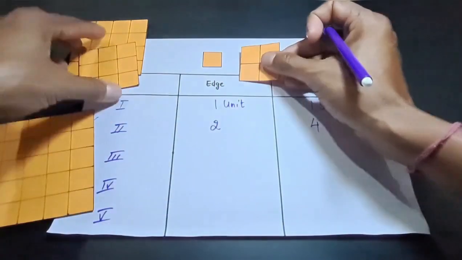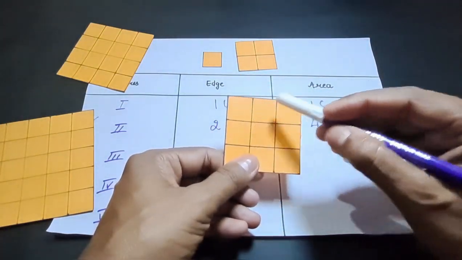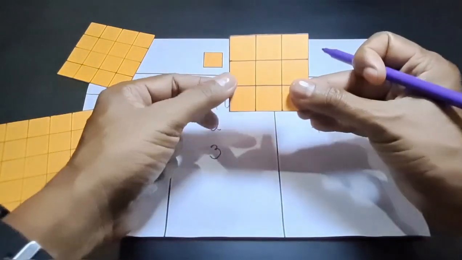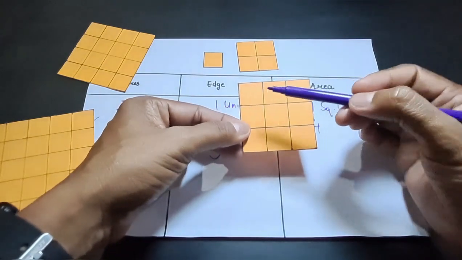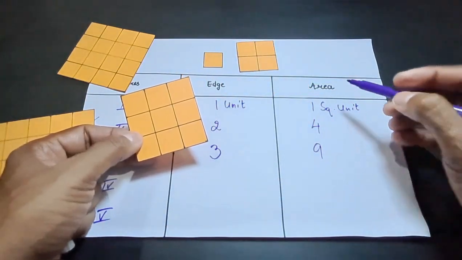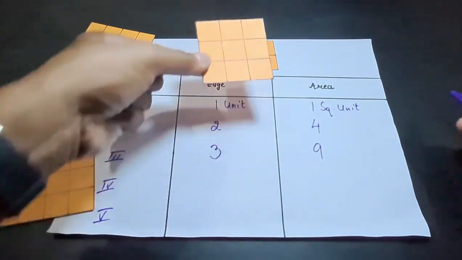Let's have the third square now, where we have taken the edge as 3 units. So let's write 3 here. So in 3 units, how many small squares are there? 3, 3 and 3, 9 small squares, and therefore the area of this particular shape is 9 square units.